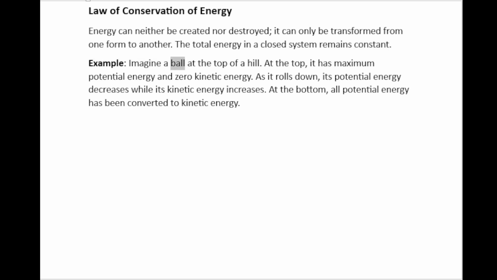Example: imagine a ball at the top of a hill. At the top, it has maximum potential energy and zero kinetic energy. As it rolls down, its potential energy decreases while its kinetic energy increases. At the bottom, all potential energy has been converted to kinetic energy.